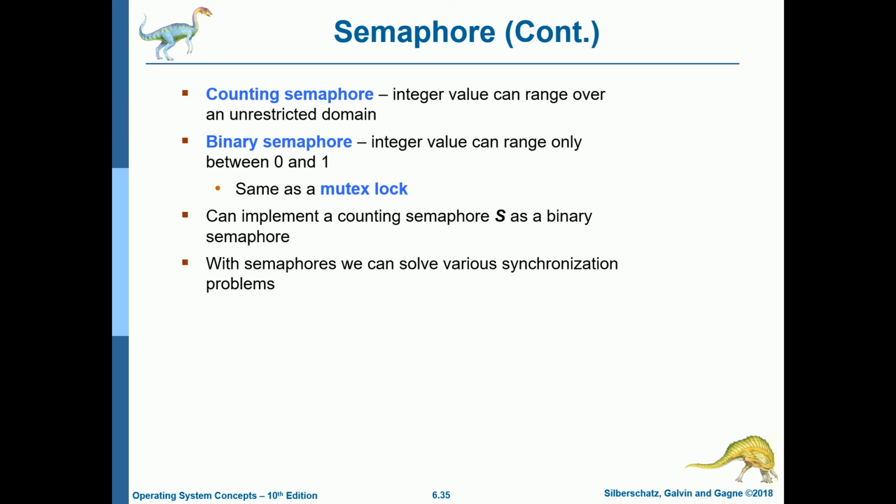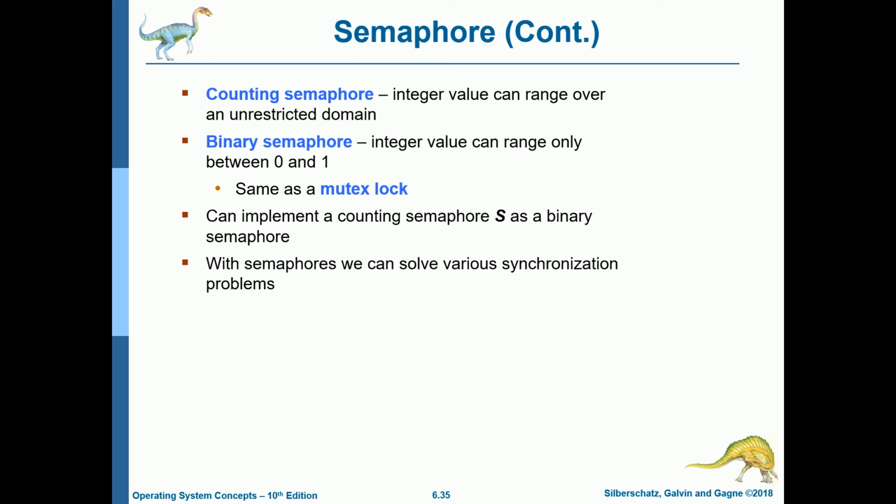Semaphores are just integer values, and operating systems generally distinguish between two versions of this: a counting semaphore and a binary semaphore. A counting semaphore can range over some unrestricted domain, so it can basically be any integer value. However, a binary semaphore can only range between the values 0 and 1. Therefore, binary semaphores are no different from a mutex.